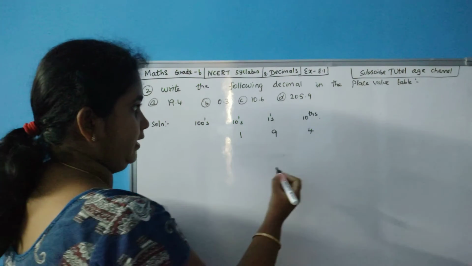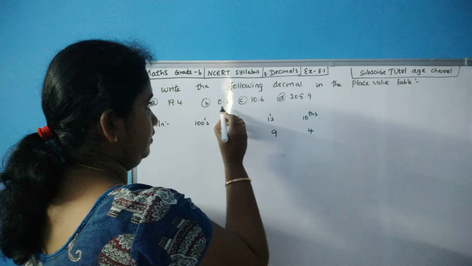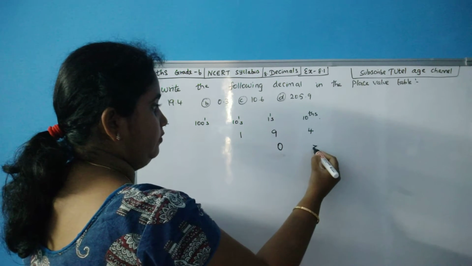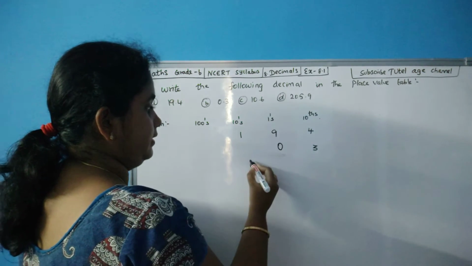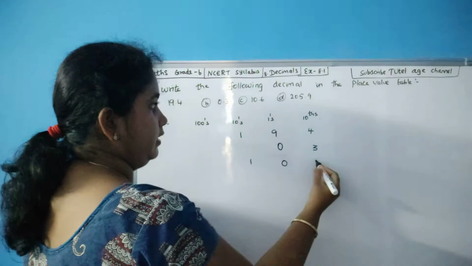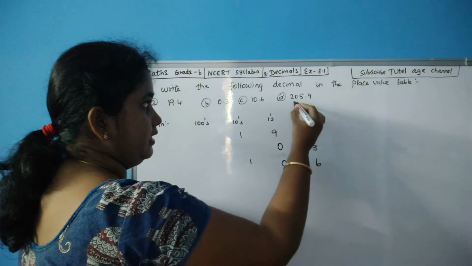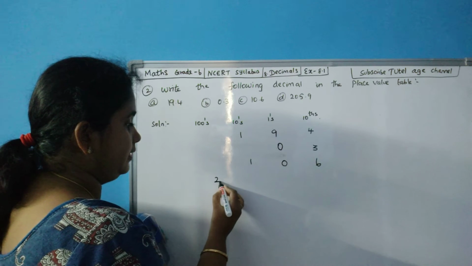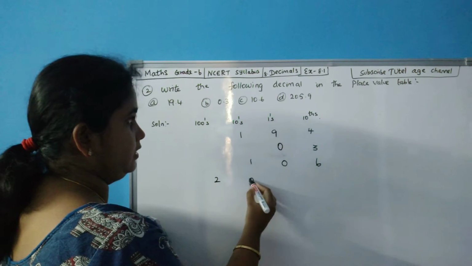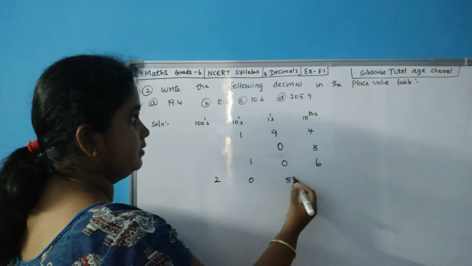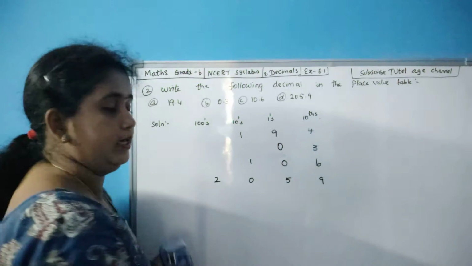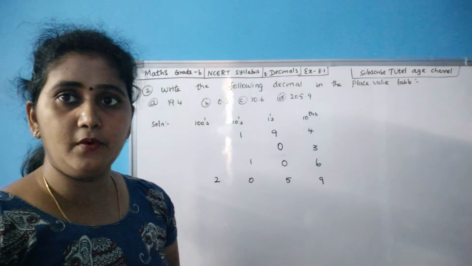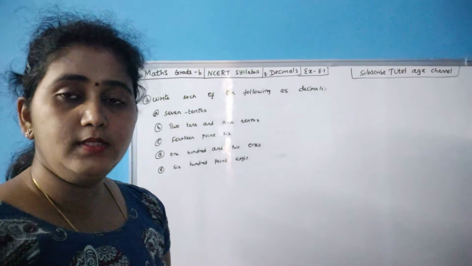Next one, 0.3. So before the decimal in the ones place it is 0, so you put 0 here. In the tenths place you have 3. Next one, 10.6. 1, 0. Here in the tenths place you have to put 6. Next one, 205.9. So 2 is 100, so it comes in the hundreds place. Then 0 in tens, then 5 in ones, then 9 in tenths. So this is how you have to put the numbers in the place value table. Now we will move on to the next sum.